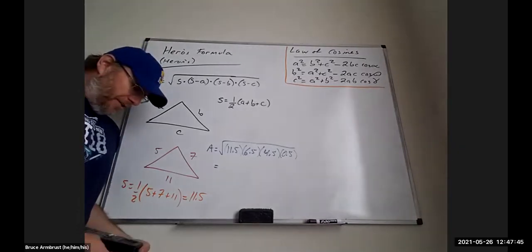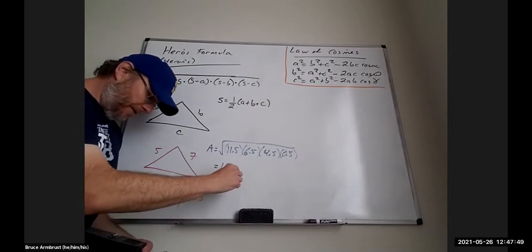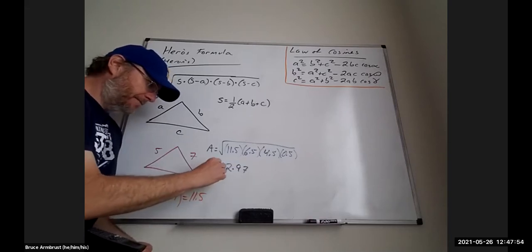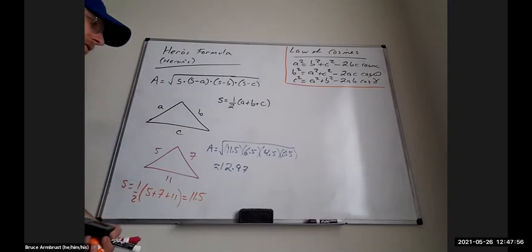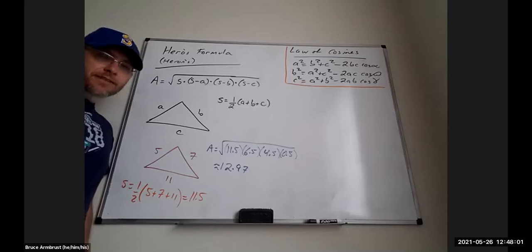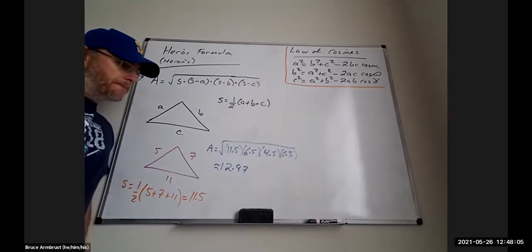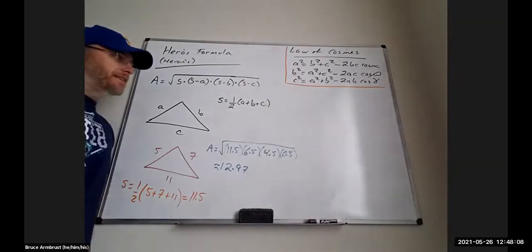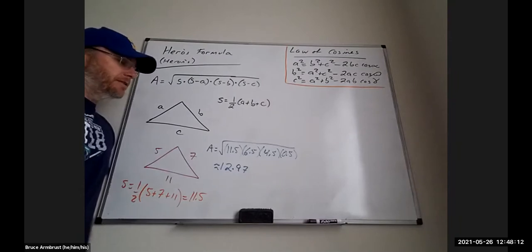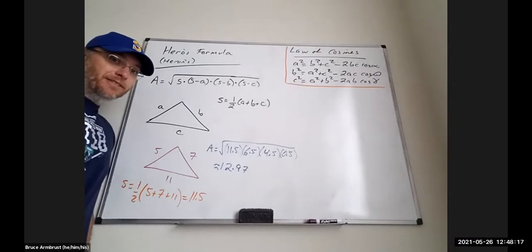But I just used my calculator, and what I got here was that this is around 12.97. I'll round it to the nearest hundredth. So the area of this triangle is 12.97 square feet, square meters, square miles, square whatever it is. So Heron's formula is a nice little cool one, because it lets you find the area without having to do anything but use the sides.